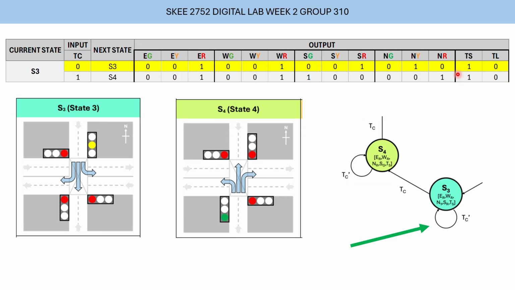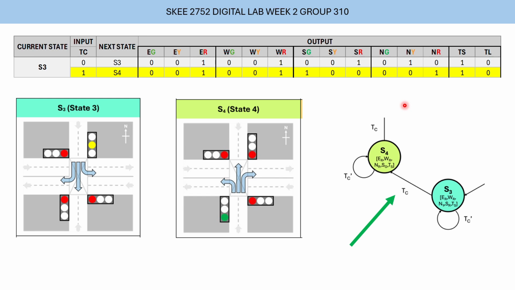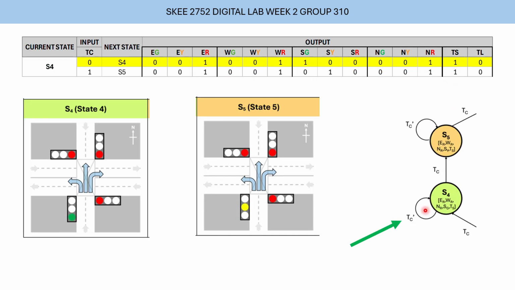During state 3, when state 3 did not receive any signal, we go back to state 3 itself. So only north will be yellow, the other 3 sides will be red, short timer. And when state 3 receives a signal from the timer module, we go to state 4, in which north, east and west will be red, south will be green, and the timer is TS, short timer. When state 4 did not receive a TC signal, it will remain at state 4, in which east, west, and north will be red, and south will be green light, and this is TS, short timer.